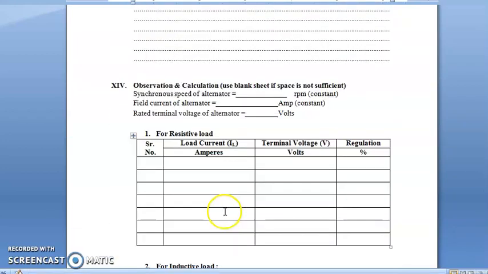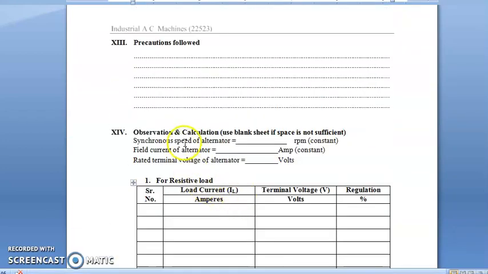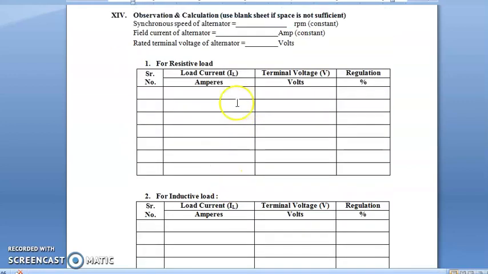Now we will see first the observation table. The synchronous speed of the alternator is 1500 rpm, which is constant. The field current of the alternator is constant, about 0.4 ampere. This 0.4 ampere is the field current of the alternator, and the rated terminal voltage of the alternator is 415 volt. Okay, this is your rated terminal voltage. We are taking the practical, this is the observation table for this experiment.